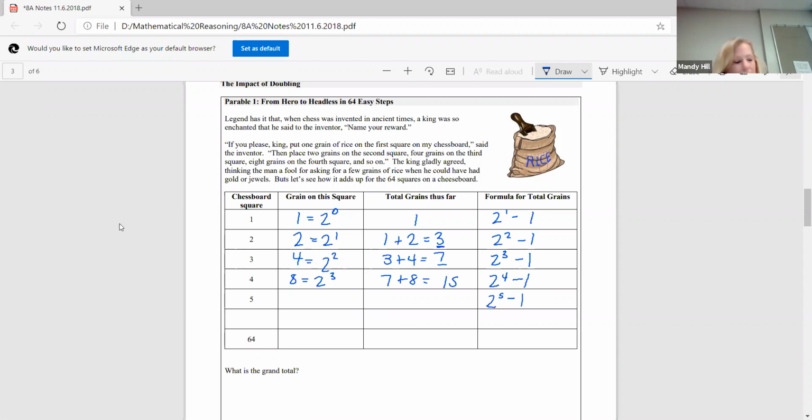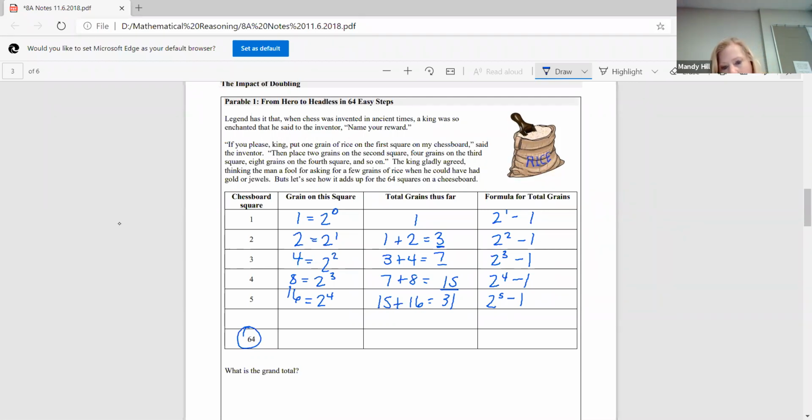This would be 2 to the fifth minus 1, right? So on the fifth day, we have 16 grains of sand, which is 2 to the fourth. So we want to take for our total, we got 15 plus our 16 that we have now, which is 31. Okay, and if this pattern kept repeating for 64 days, well, we need a way to cheat here.